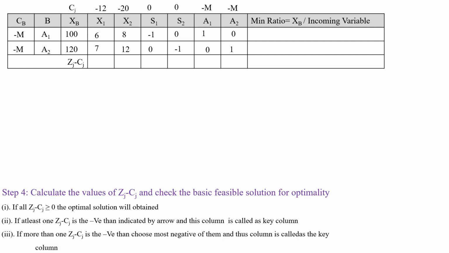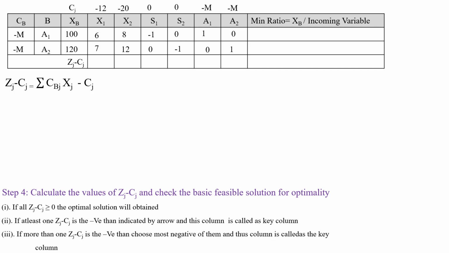Next step is to calculate the Zj minus Cj values and check the basic feasible solution for optimality. If all the Zj minus Cj values are greater than or equal to 0, then the optimal solution is obtained. If at least one Zj minus Cj is negative, then indicate it by an arrow; this column is called the key column. If more than one Zj minus Cj is negative, then choose the most negative of them, and the respective column is called the key column.